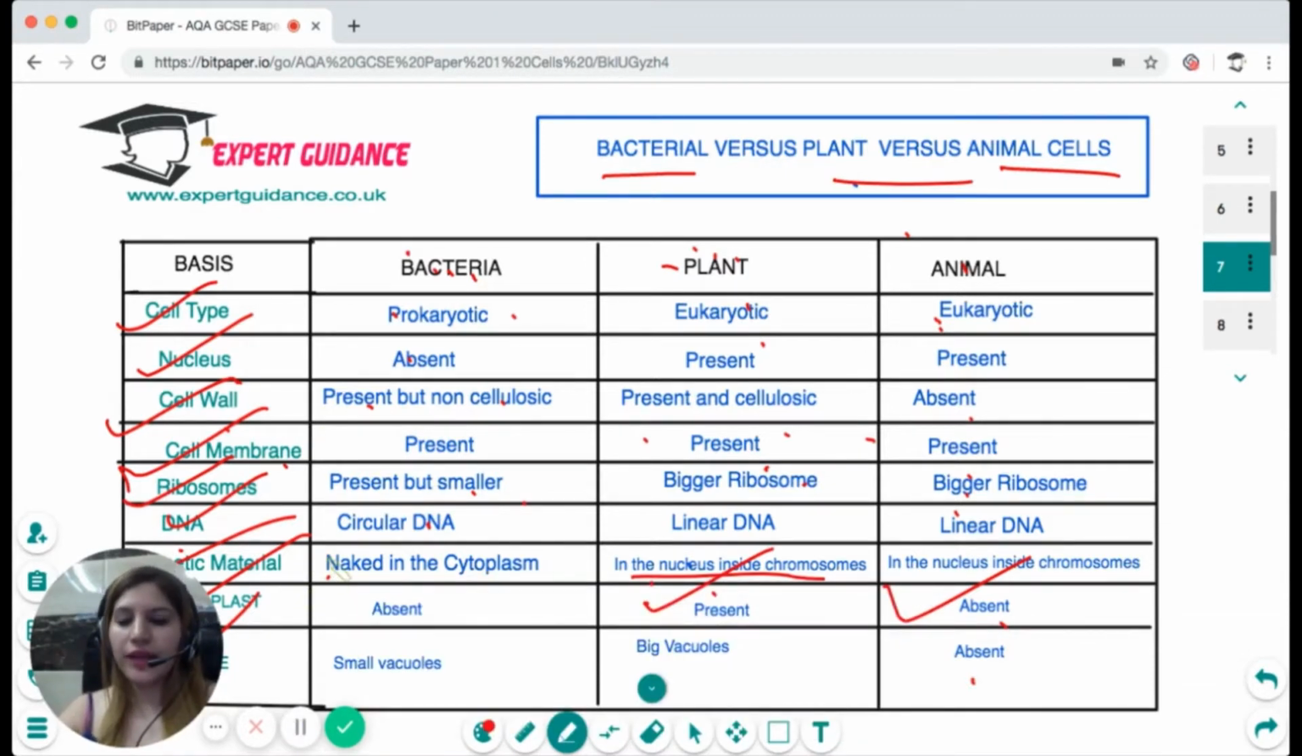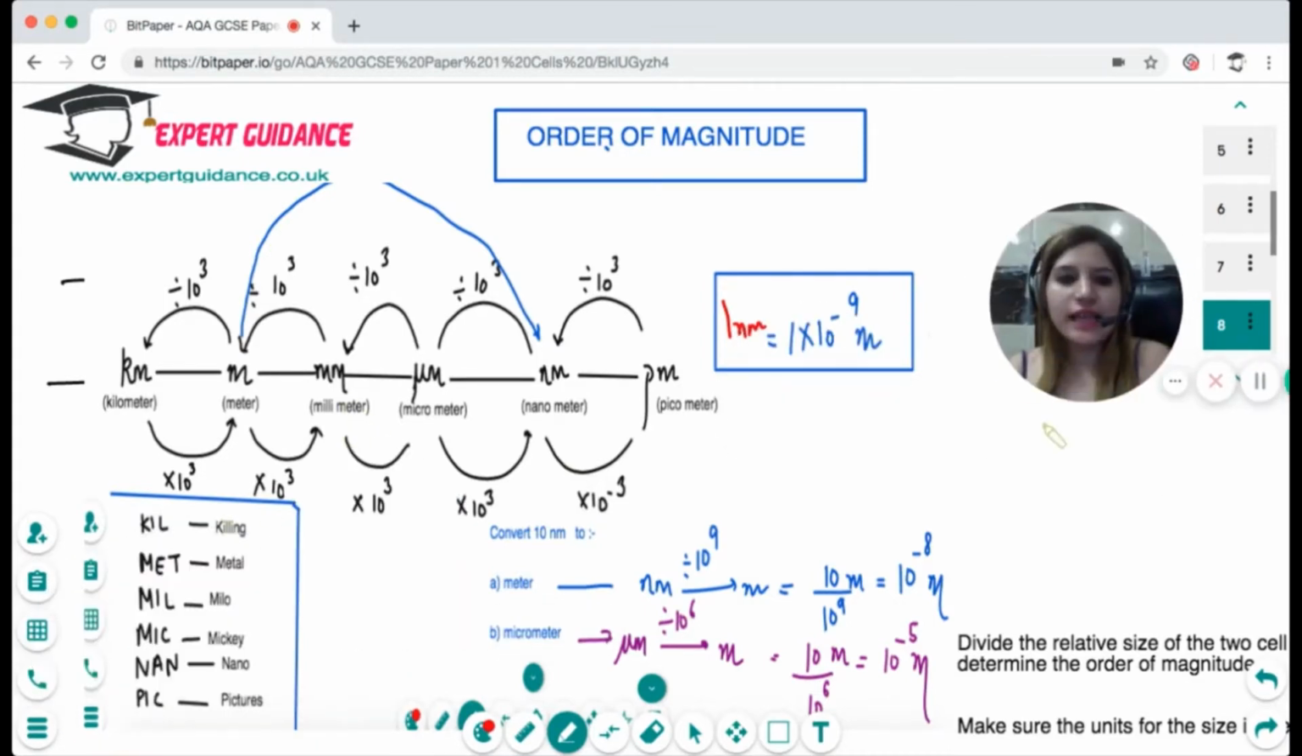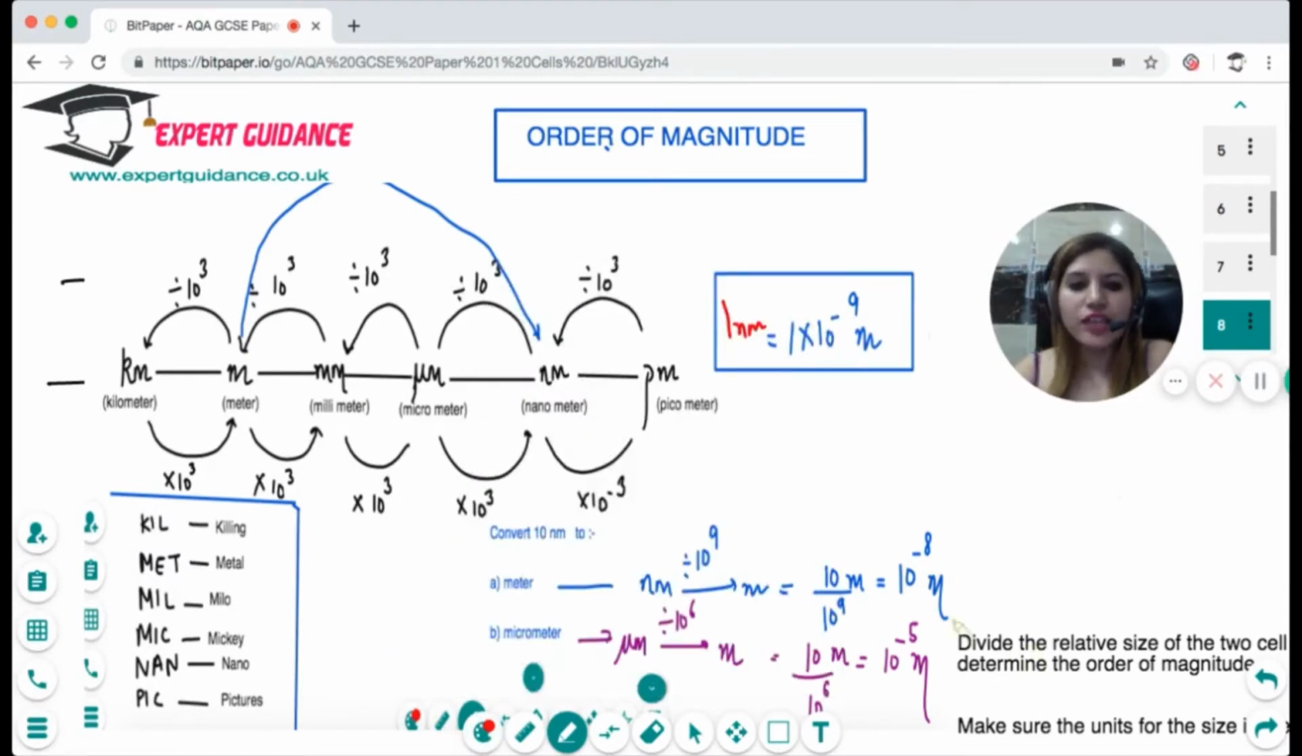Okay, so I hope the similarities between bacteria, plant, and animal cell and the differences are clear to you. Okay, so next, in your syllabus, there's a topic on order of magnitude. Now, what is order of magnitude? They'll give you the size of the two cells, and then they'll ask you what is the order of magnitude of the two cells. So what you need to do is divide the size of the two cells, okay? And that will give you the order of magnitude.